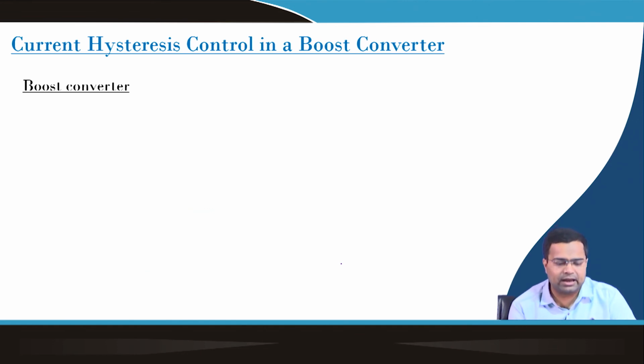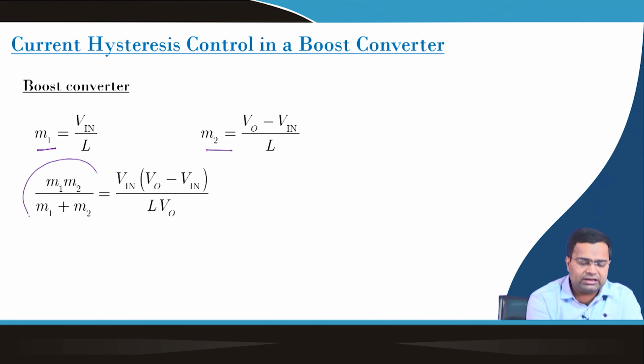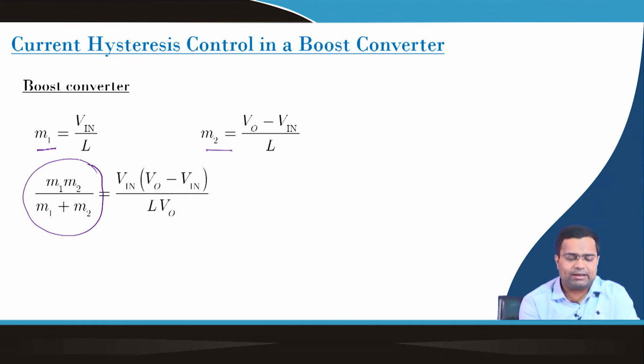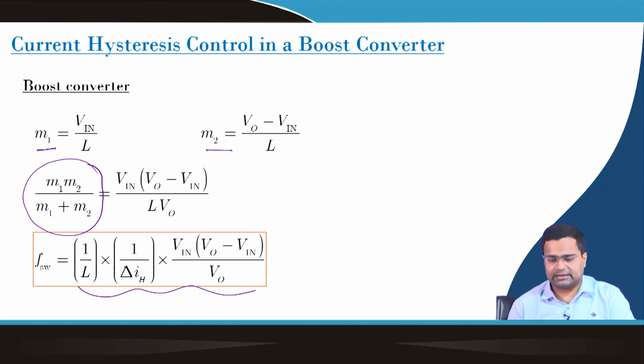Under current hysteresis control for a boost converter, in a similar way, we know the rising slope and the falling slope, and in our original expression we need to find M1 M2 by M1 plus M2. If you substitute, you can get the switching frequency, which is again a function of input and output voltage, hysteresis current and the inductance value.